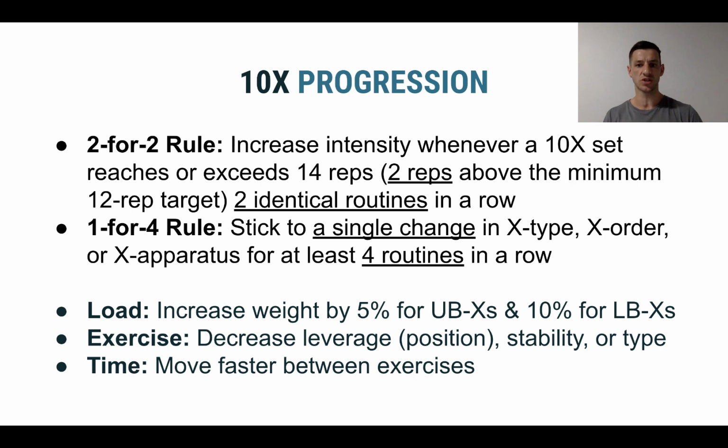This brings us to what is known as the 2 for 2 rule, okay? This is very important. I'm going to also show you in the 10x starting guide series how we actually do this. So for now, just understand that the 2 for 2 rule, as the name suggests, means that you increase the intensity whenever you reach 14 reps. Then essentially for 2 workouts in a row, then you'll make the exercise more difficult or you'll increase the load.